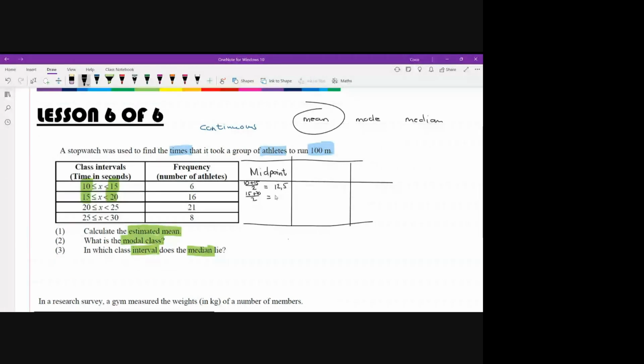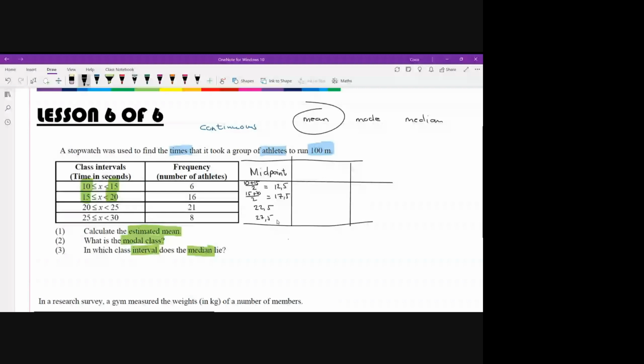We're going to go between 15 plus 20 divided by 2, and that will give us 17.5, and we can do that with all of them, right? The next one, 25, will give us 22.5, and to 30, that would give us 27.5.